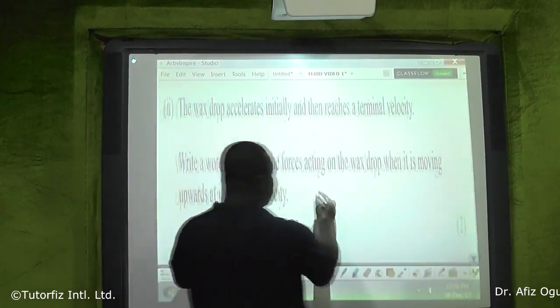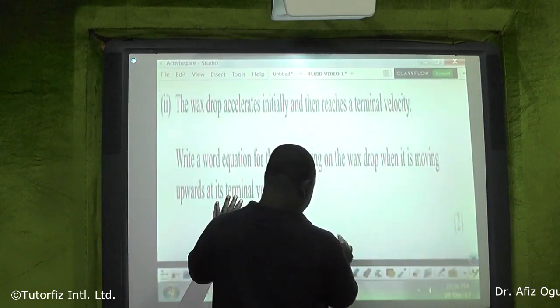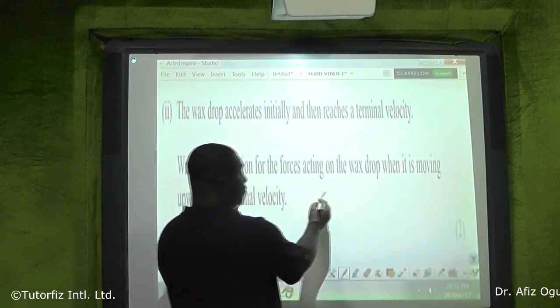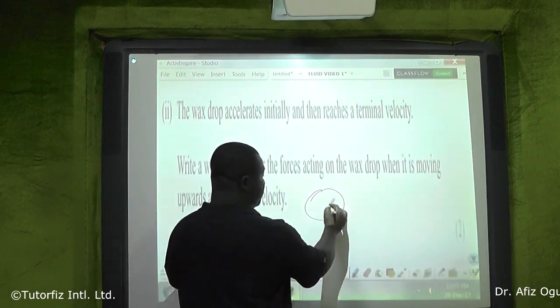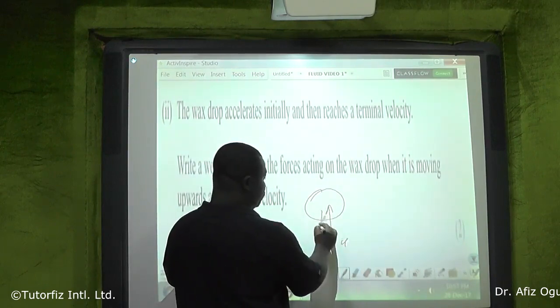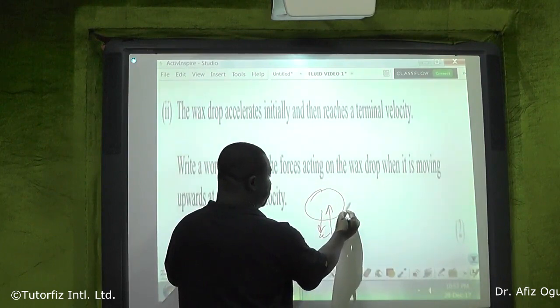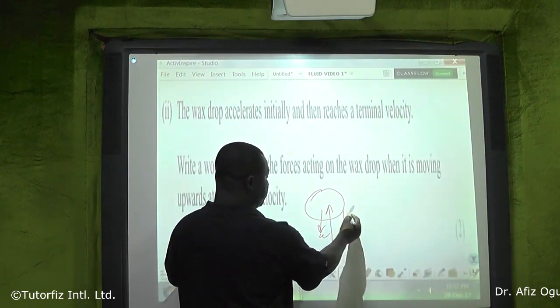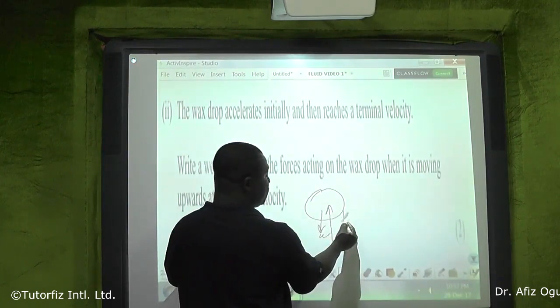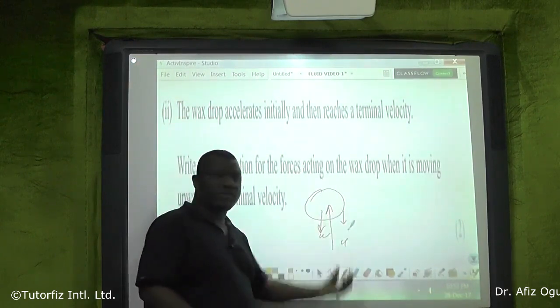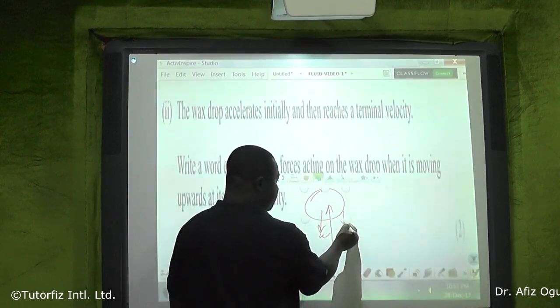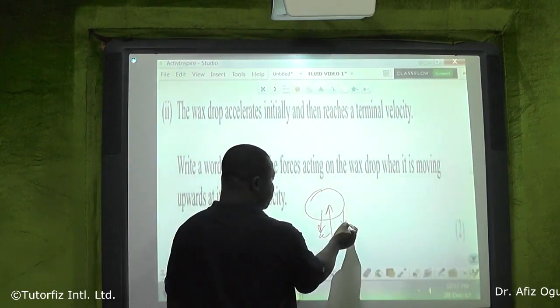So that means now, as it is moving up, you have the up thrust, which is very big. You have the weight, which is small. Drag force starts coming in. Because it's moving up, drag force is always opposite the motion. Don't forget that. So drag force starts increasing.